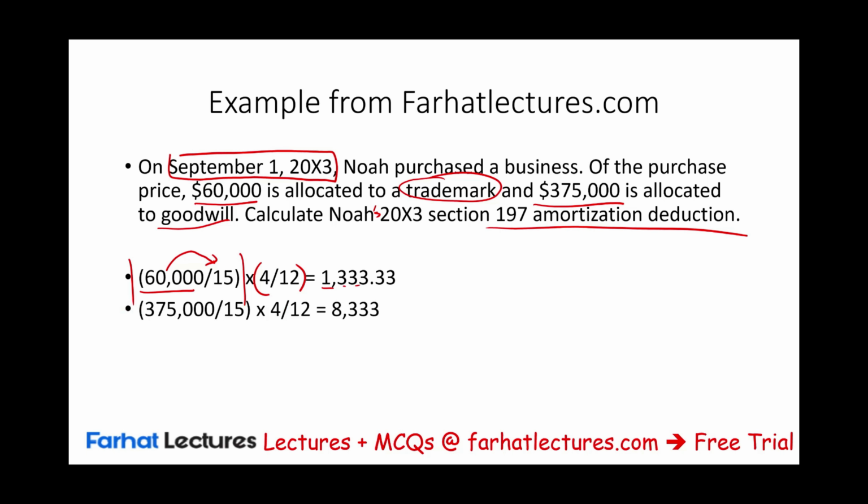For the goodwill, we'll do the same thing. 375 divided by 15. So this is the yearly amount, but we are not in a full year X3. We started on September 1st, therefore we have to multiply by 4/12, which is September, October, November, and December, which will give us an amortization of $8,333.33. Total amortization expense is $9,666.66. This should be a period, not a comma. So this is how we will compute Section 197 amortization of intangibles.